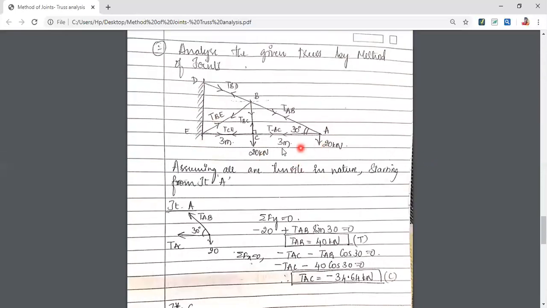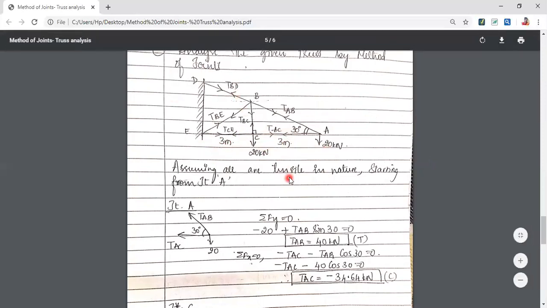Assuming all are tensile again, so I will mark all tension, 2 arrows inwards everywhere. And I'll start with joint A. I cannot find the reactions here because this is a fixed end. I will directly start from the free end. So joint A, I have a 20, I have a TAB, I have a TAC at 30 degree.